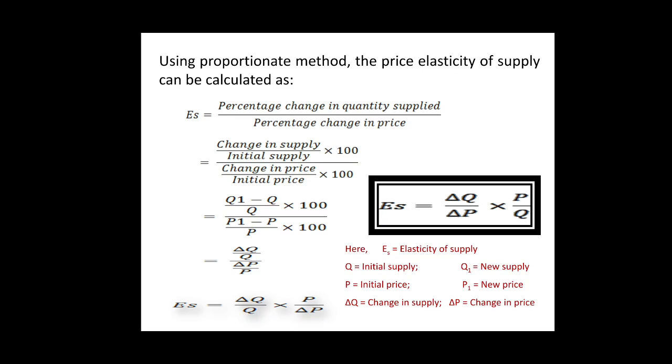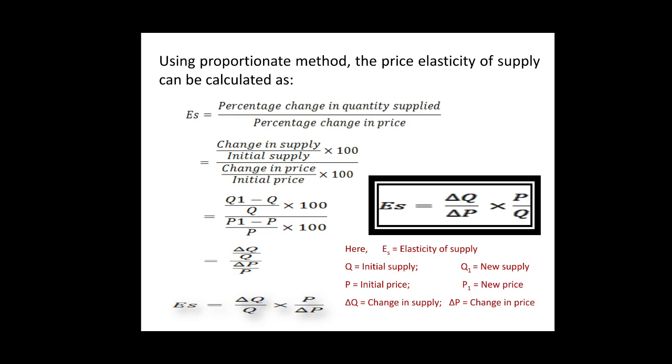Symbolically, it will be written as (Q1 minus Q) divided by Q into 100, whole divided by (P1 minus P) divided by P into 100. Q1 here is new supply and Q is initial supply. Thus Q1 minus Q is change in supply divided by Q, that is initial supply, into 100, whole divided by P1 minus P, where P1 is new price and P is initial price. Thus P1 minus P is change in price divided by P, which is initial price, into 100.